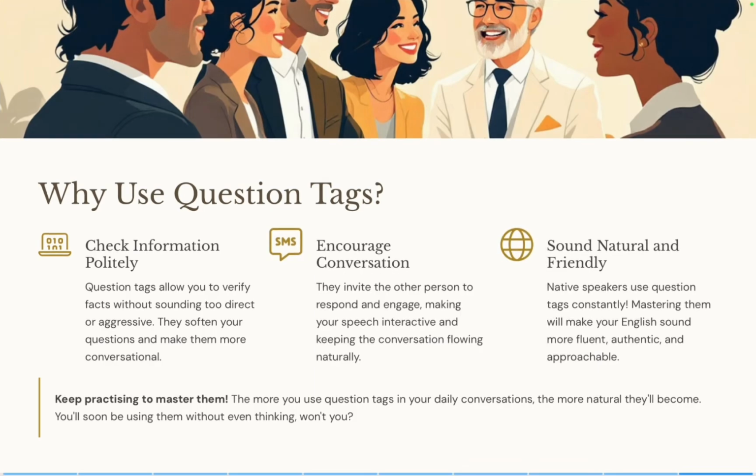And finally, why use question tags? Number one, we use them to check information politely, which allows you to verify facts without sounding too direct or aggressive. They soften your questions and make them more conversational. Number two, it encourages conversation. They invite the other person to respond and engage, making your speech interactive and keeping the conversation flowing naturally.